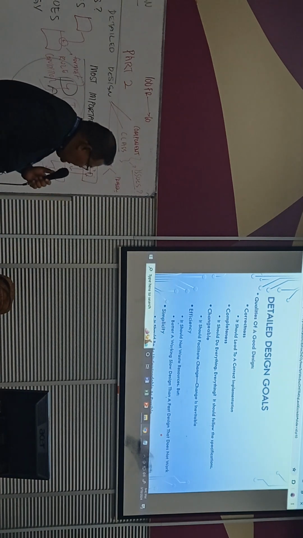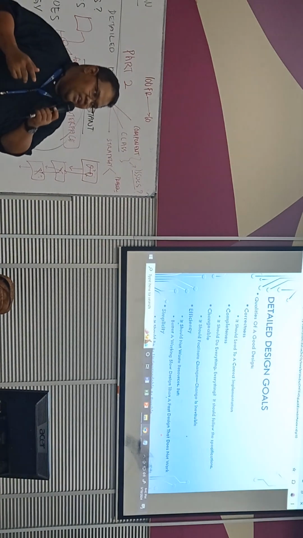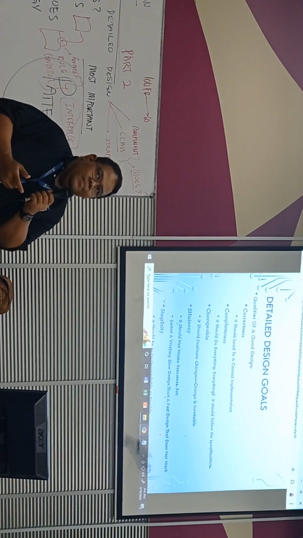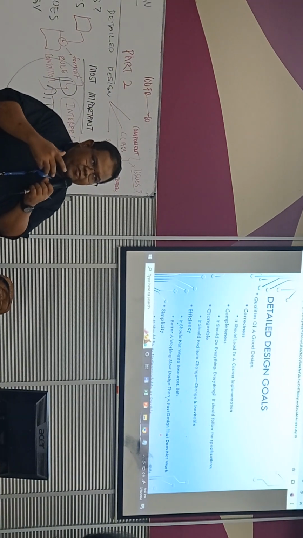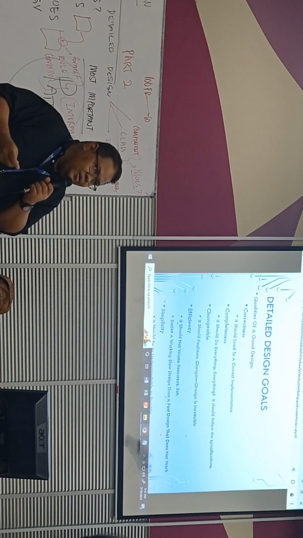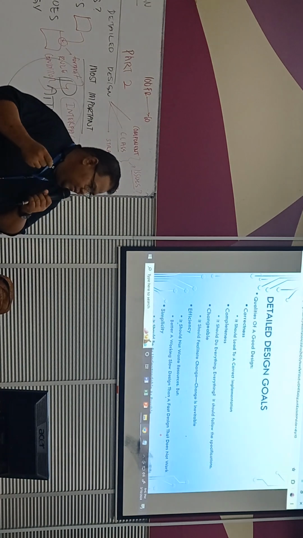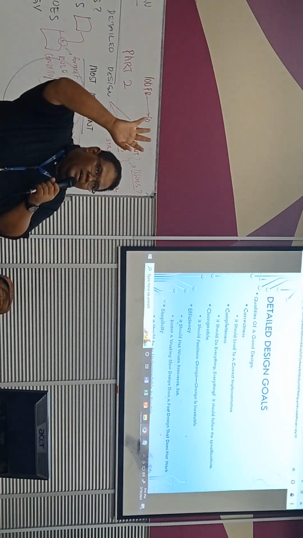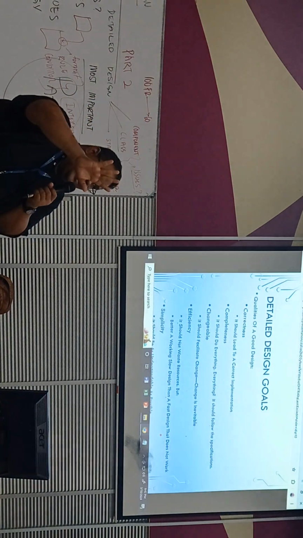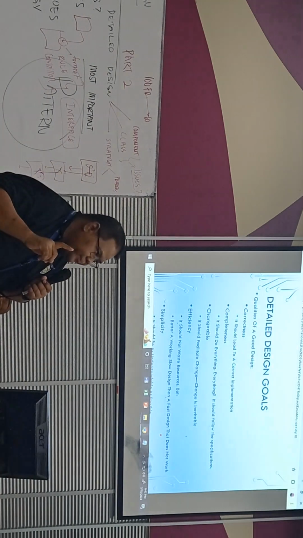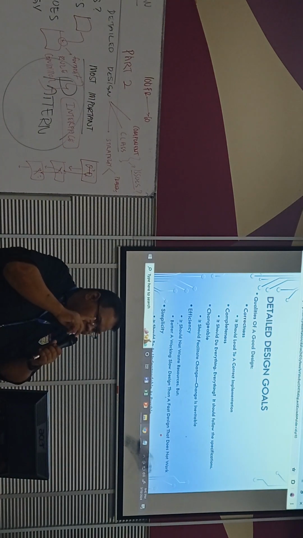Number 3, changeable. How changeable your design is. So this falls under modifiability and also maintainability. Because sometimes, one reason why a design or a component relationship will be difficult to change. One reason. Usually only because of this reason.